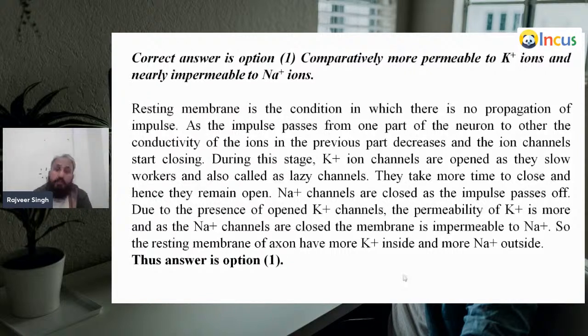They take more time to close and hence they remain open, right? Sodium ion channels are closed as the impulse passes off, due to the presence of an open potassium channel, and the permeability of potassium ion is more. As the sodium ion channels are closed, the membrane is impermeable to sodium ion. So the resting membrane of the axon has more sodium outside and more potassium inside.